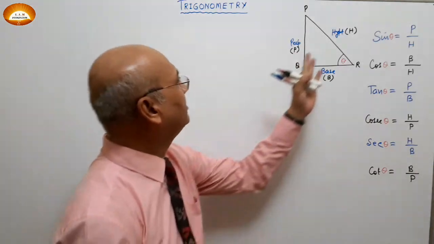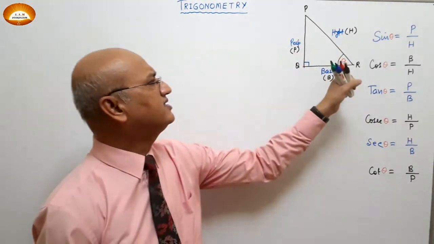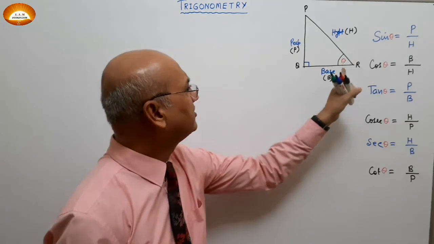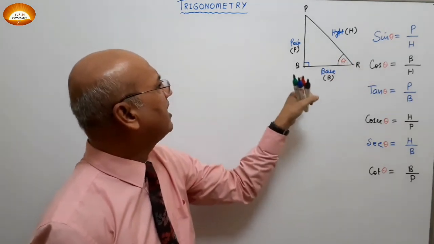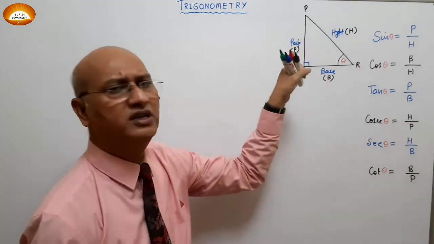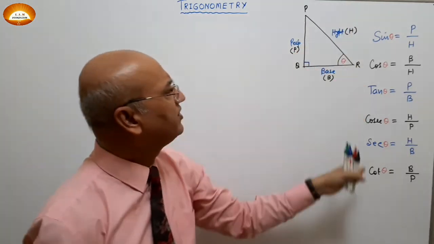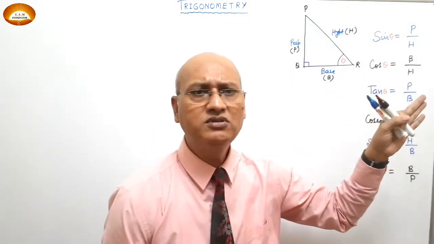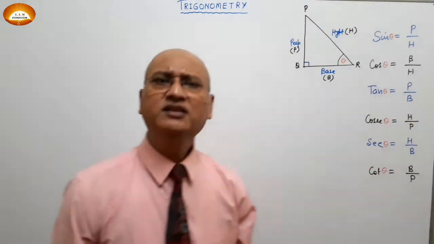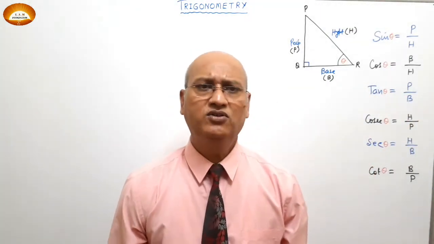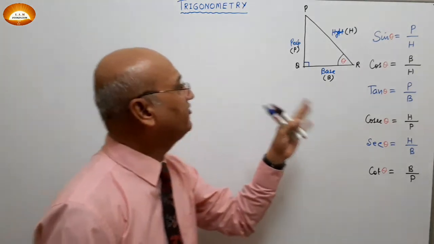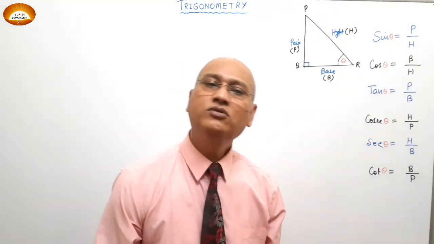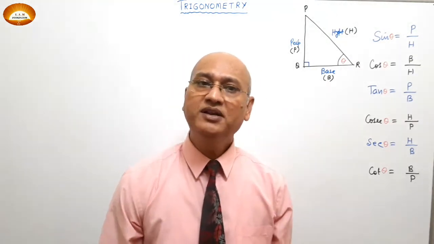Let's revise the previous concepts we have already studied. It's a right angle triangle, this angle is theta, this is the base, this is the hypotenuse, and this is the perpendicular. These are the ratios related to perpendicular, base and hypotenuse that we covered in the first video. Keeping this reference, we are going to study the trigonometric identities.